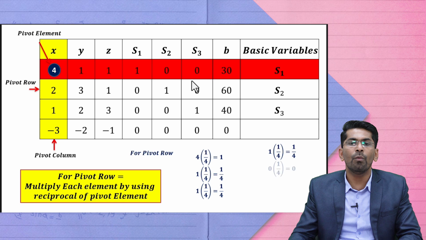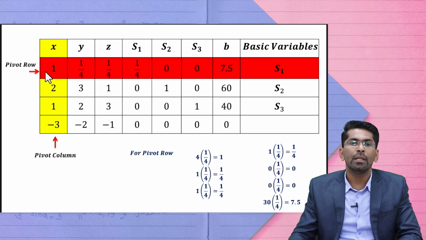Then 0 into 1 by 4, which is equal to 0. Then 0 into 1 by 4, again it comes out as 0. Then we have 30 into 1 by 4, which is equal to 7.5. So now the first row we are going to replace with the newly calculated values. So it will become 1, 1 by 4, 1 by 4, 1 by 4, 0, 0, 7.5.